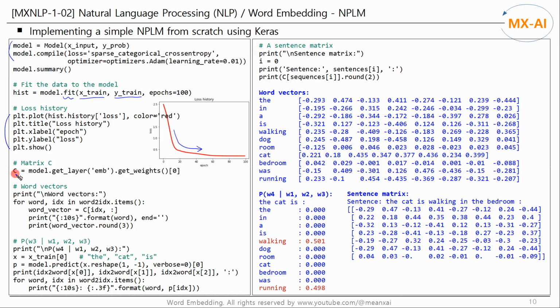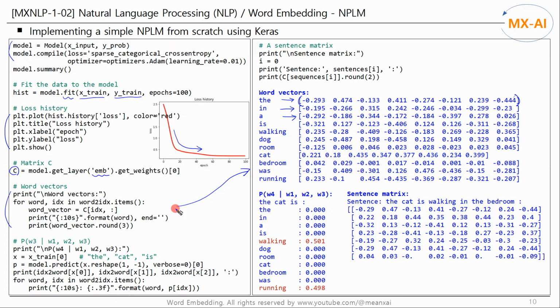Next, let's look at the matrix C in the embedding layer of the trained NPLM. Display the embedding vectors for each word in the vocabulary. The results are as follows. Each word is represented as a vector of size 8. These vectors contain syntactic and semantic information for each word.